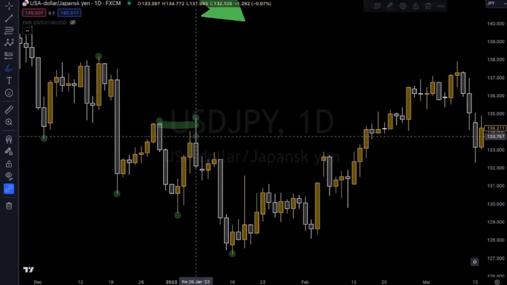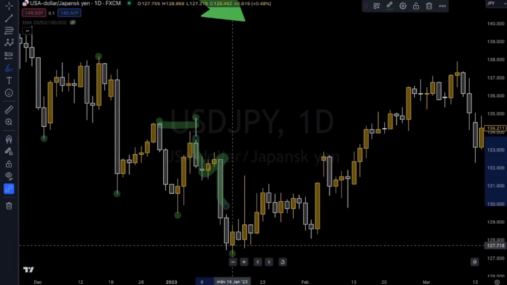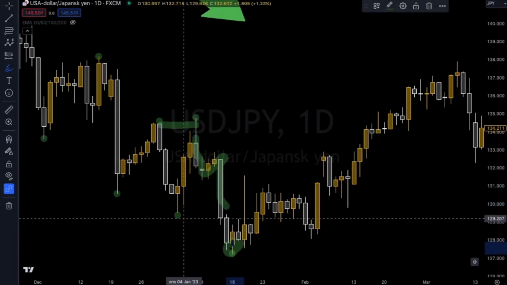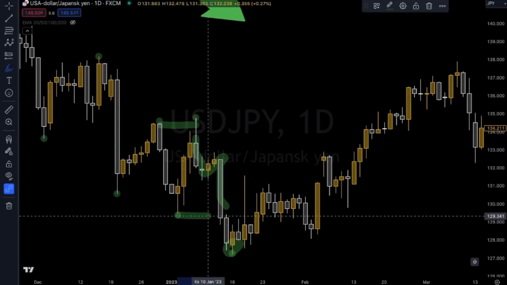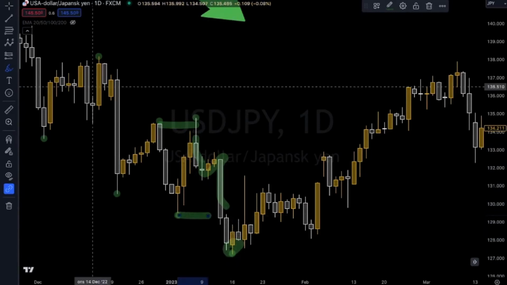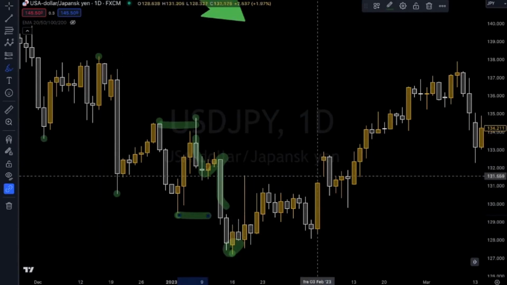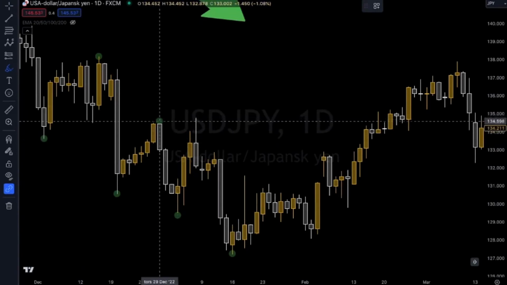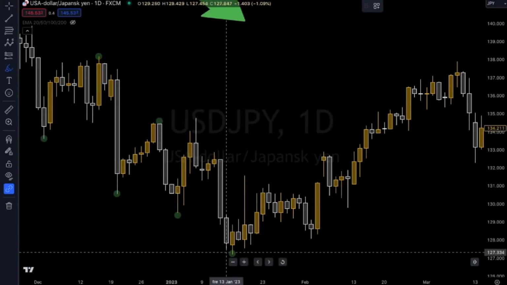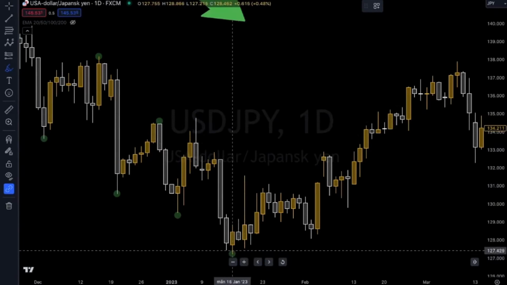And here, what happened? Market pushes down and this candle closes below this low. And therefore this counts as a lower low. Now market is reversing. So let's look at that. We have established that this is the most recent lower high. And this here is the most recent lower low.